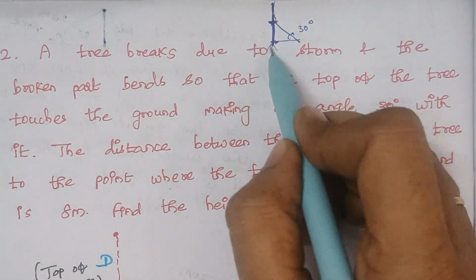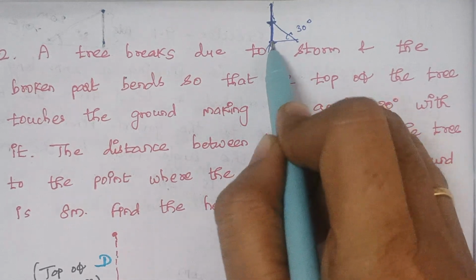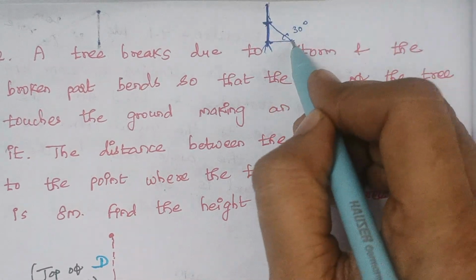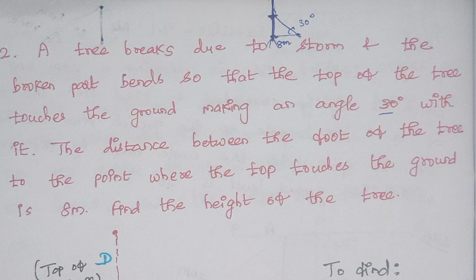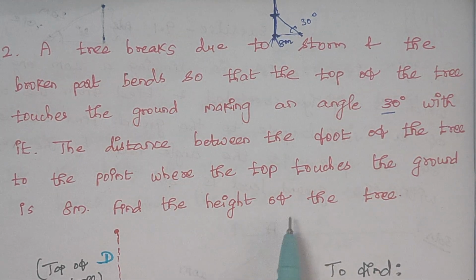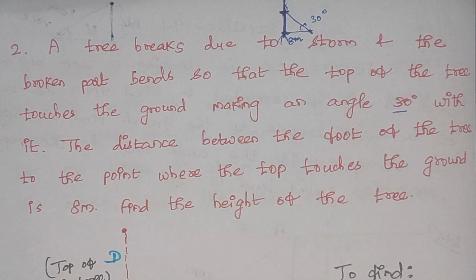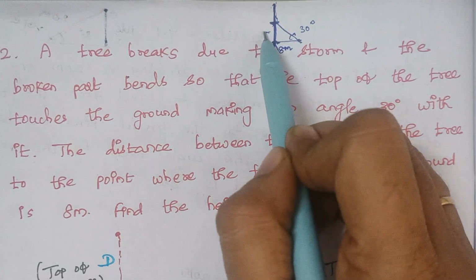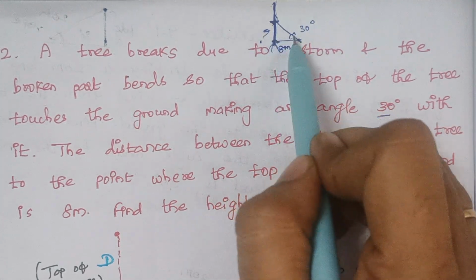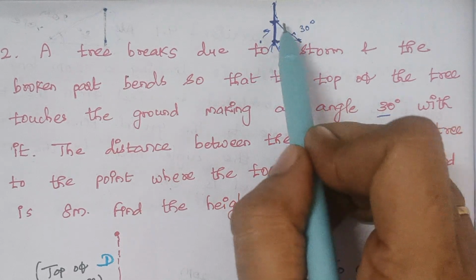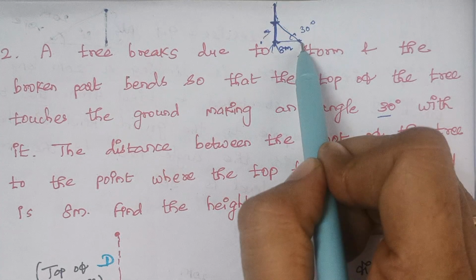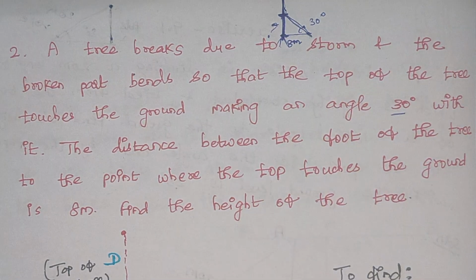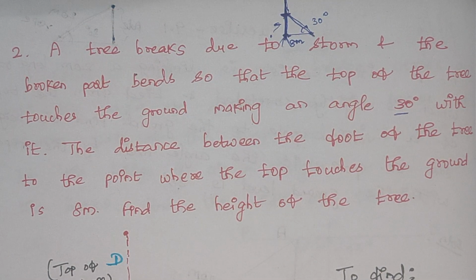So this is your foot of the tree. This is a tree. The distance between this point and the point where the top of the tree touches the ground is 8 meter. So here find the height of the tree. How will you find the height of the tree? You have to calculate this value and this value, because this is the broken part of the tree, which lies down here. So you have to calculate the value of this side and this side, then add. Once you add, you can easily find the height of the tree.